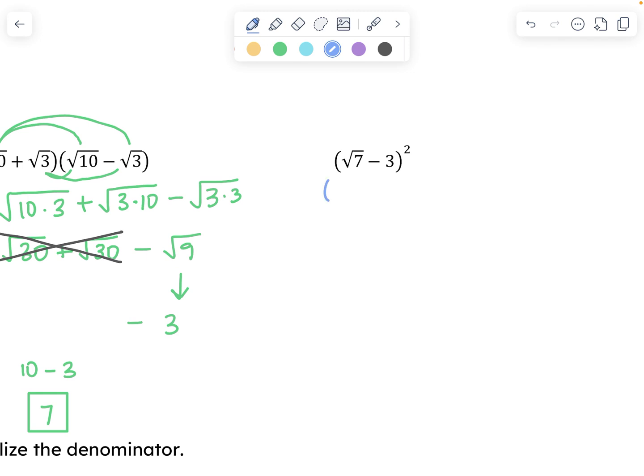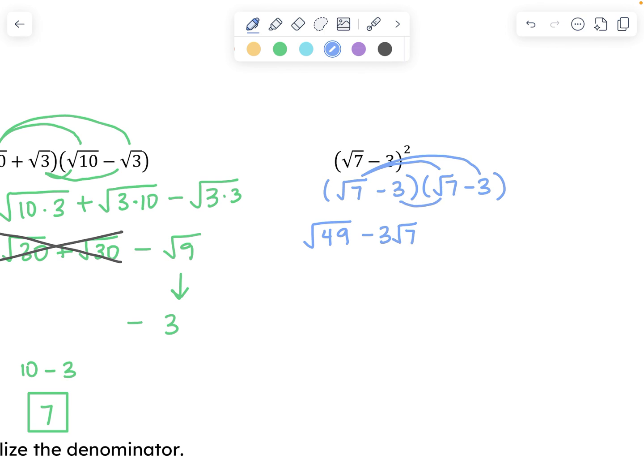So this is another one where we're going to have to FOIL. I'm going to write it out twice and FOIL it out. So first times first, square root of 7 times the square root of 7 would be the square root of 7 times 7, which is 49. When I do outside times outside, be careful. Remember, one's in a square root, one's not. So that's going to be minus 3 square root 7. I can't multiply those numbers together.